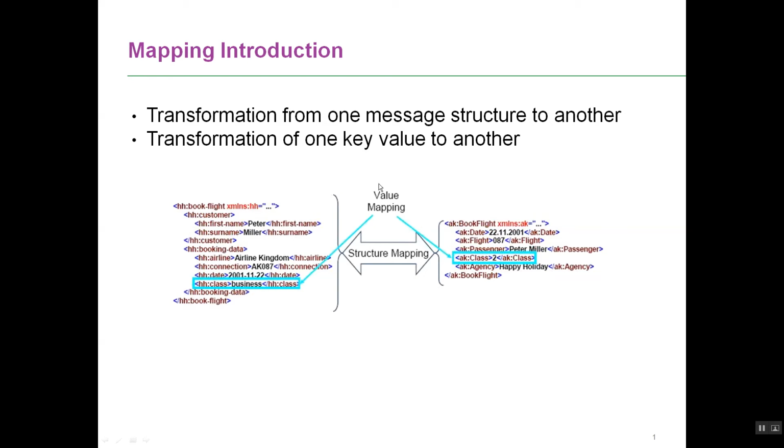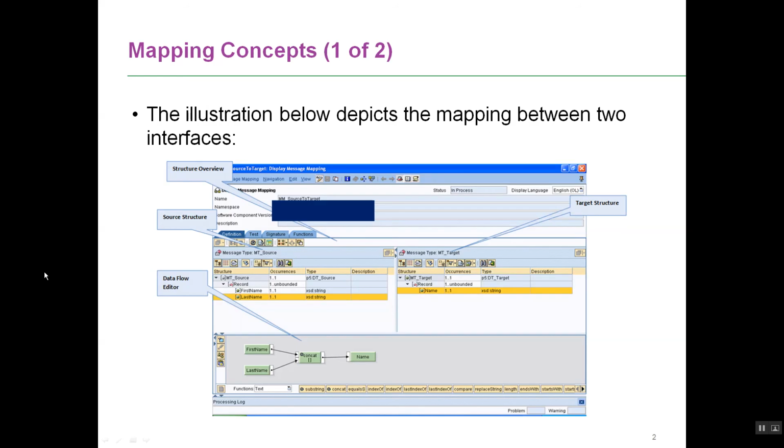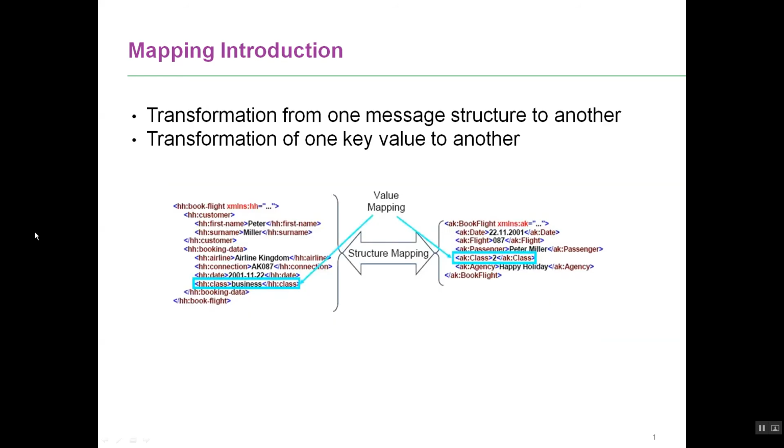And what do we mean by a value mapping? A value mapping, as the name implies, is nothing but making changes to the values. So let's look at this example, right? On the left hand side, the class of the booking is business. But now when you look at the right hand side, the class has changed to 2.